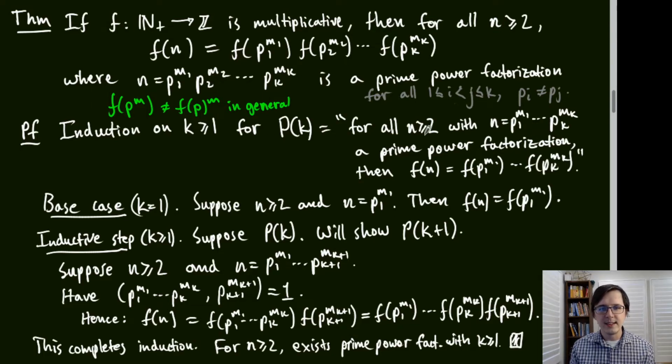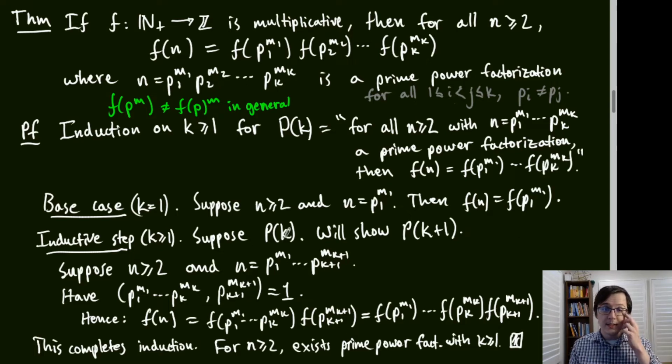So what we're inducting on, the statement is, for all n greater than or equal to 2 with a prime power factorization, then the conclusion holds. So for the base case, k equals 1. We're not starting with k equals 0 for this. We're starting with k equals 1. Then suppose that we have this n that's greater than or equal to 2. Because k is 1, then it is a prime power. And then it's trivial, because f of n, by substituting n, we get f of p to the m.